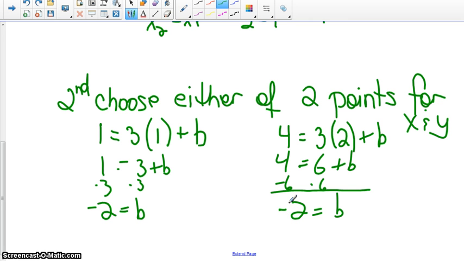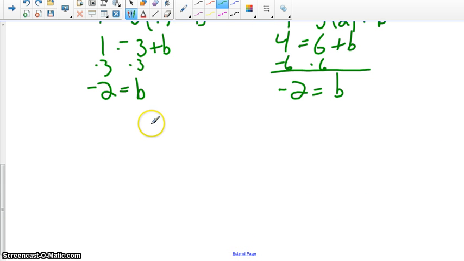Do you have to do it both ways? No, just pick one. Pick one you like, pick numbers that are easy to work with. All right, so we have b as negative 2, and we have the slope as 3. So I'm just going to write it here just for ease of writing an equation.